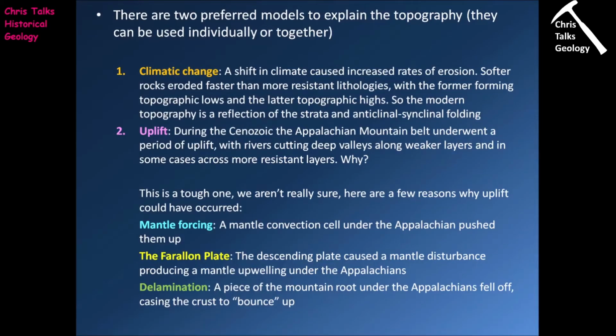There are two preferred models that explain why the topography changed from this plain which we had in the very late Mesozoic to a more undulating topography. Number one, it was something to do with climatic change. What we think is there could have been a shift in climate, and this increased rates of erosion, probably mostly due to increased rainfall.